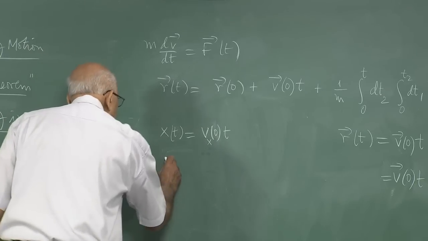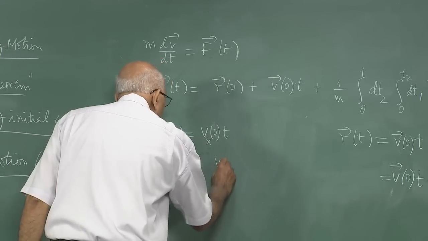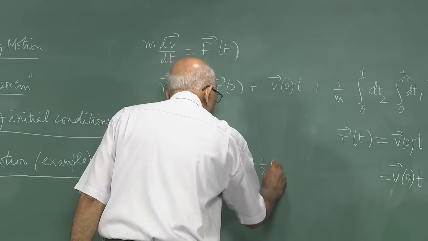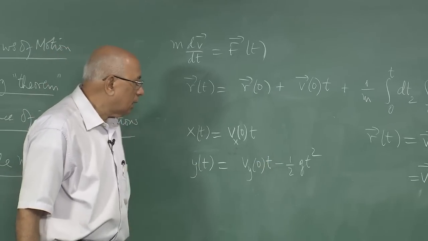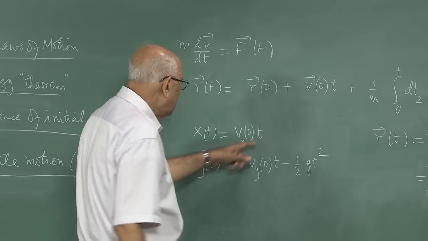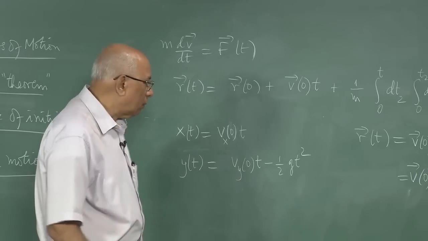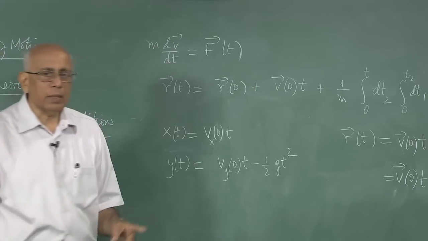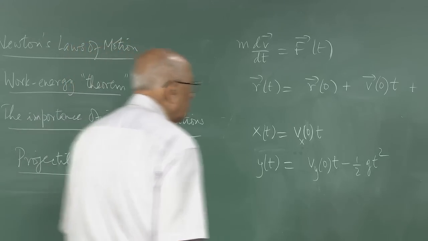The vertical component is another story, the vertical component is equal to Vy of 0 times t minus half gt squared, and this is the expression. If you plot x versus y, it will give you a parabola, because this goes linearly with t, this goes quadratically with t, and when you eliminate time between these two variables, then you get a parabola in the xy plane, and that is the path of the particle, the trajectory that you get.